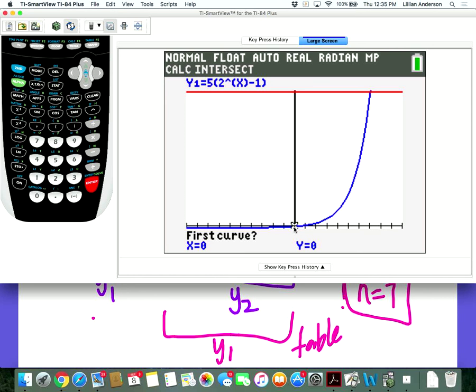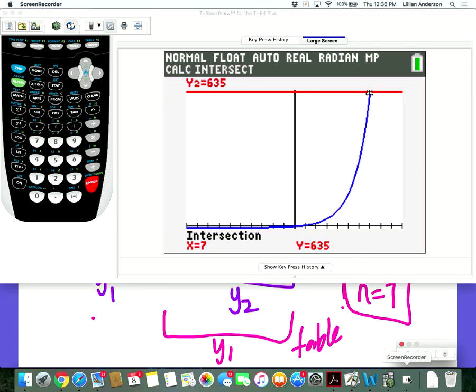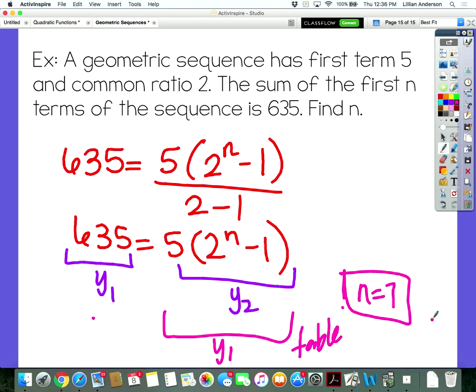If you notice my cursor is down here, I'm going to move my cursor closer to the intersection point. It doesn't have to be right on the intersection point, it just has to be closer. Okay, that's good enough. And I'm going to click enter 3 times. 1, 2, 3, and there it is. So either way, using the table or the graph, you can find a point of intersection, which basically tells you the value of n.